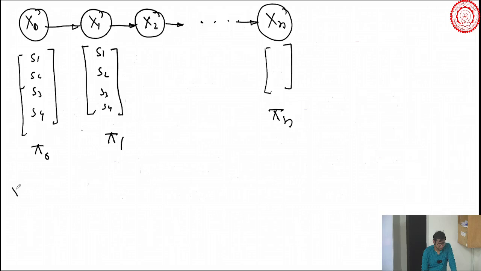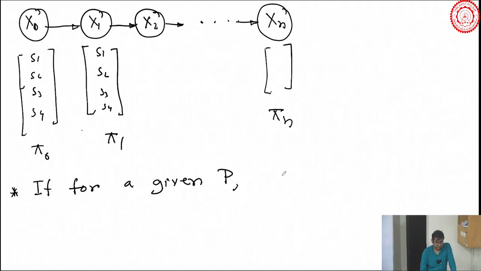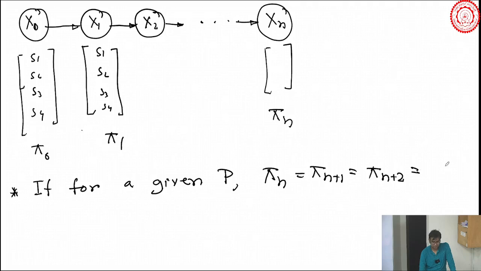So now what I was saying is that for a given p, pi n is equal to pi n plus 1 is equal to pi n plus 2 is equal to some pi, let's say, then we call it, what is the name?